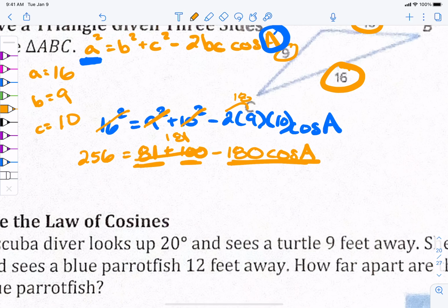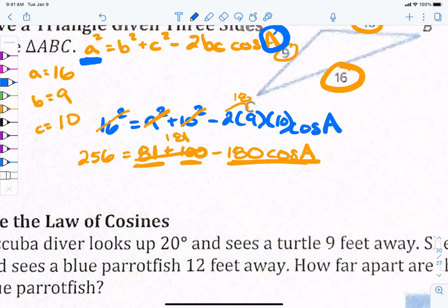Question. Yes, ma'am. If you just type all of that into the calculator, you just put... You can't in this case because you're solving for the cosine. You could type in 9 squared plus 10 squared. That would work.